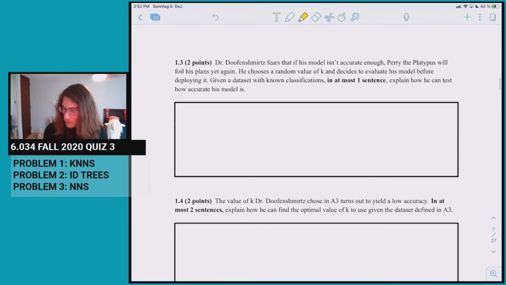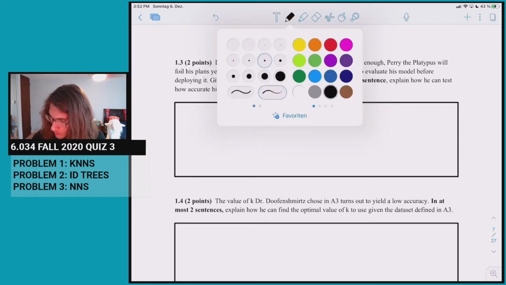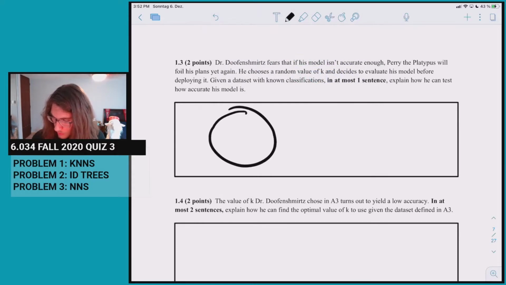Okay, so this one, feel free to read it. What it's asking is essentially, how do you train a model and test it? And it's meant to be a very straightforward test of your concepts. And I'll just draw it out. Let's assume this is all the data that I have available. Then all I have to do is this.